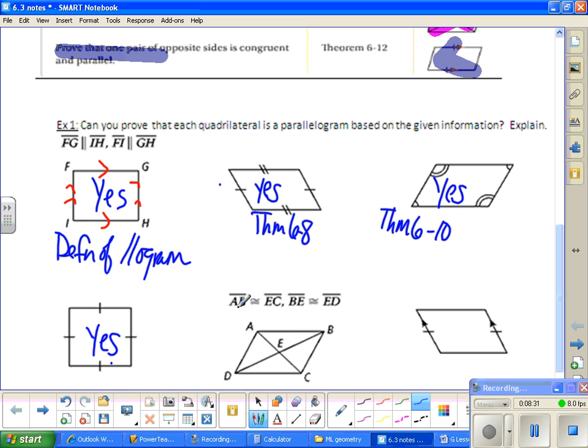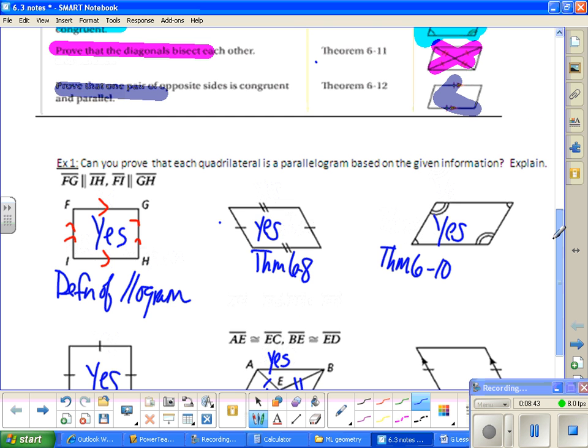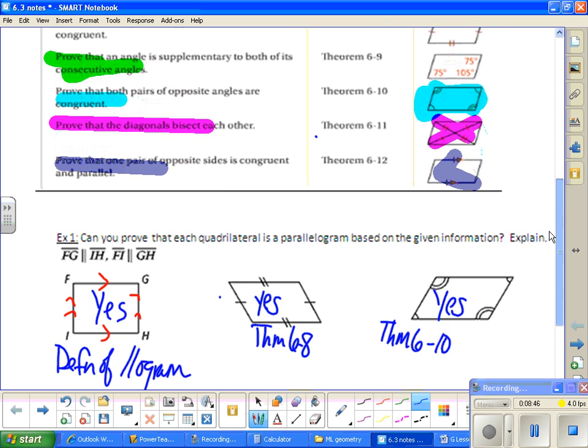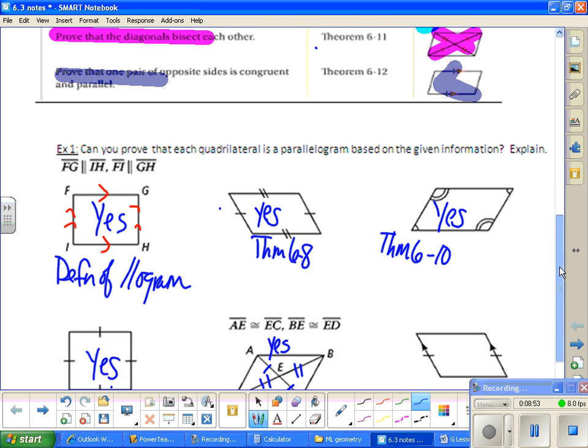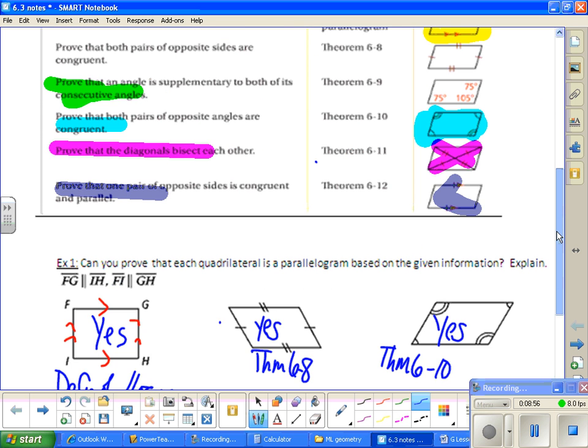Here, AE is congruent to EC, and BE is congruent to ED. This would be a yes because of the diagonal theorem, which is 6-11. So theorem 6-11. What was the first, that one before? Theorem 6-8.